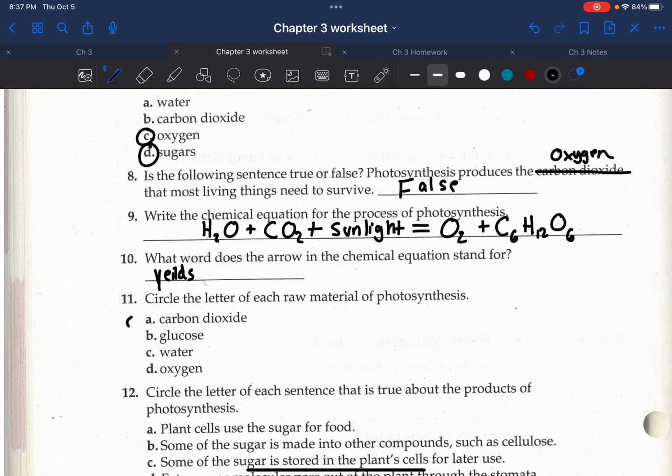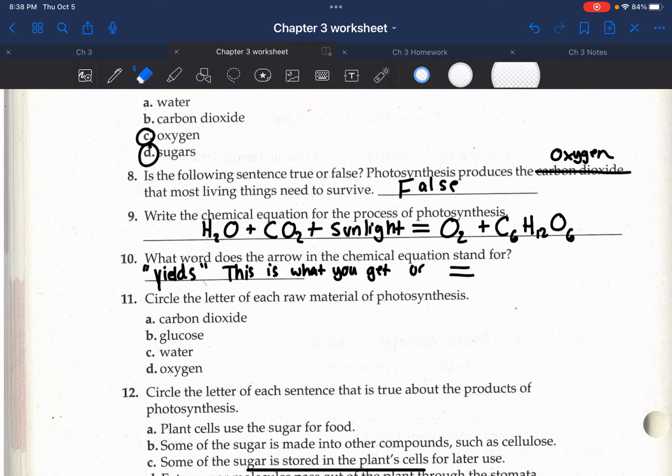Wow, I am on fire tonight with my spelling. What does the arrow in the chemical equation stand for? It stands for the word yields, but then I also wanted us to put it in our common sense terms. It means this is what you get, or what it equals, okay? That's what that arrow means.